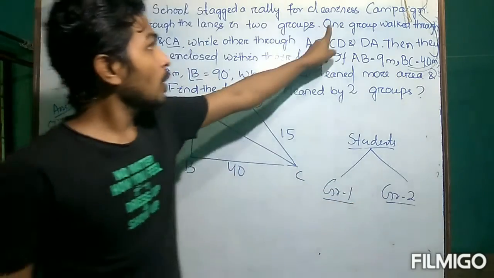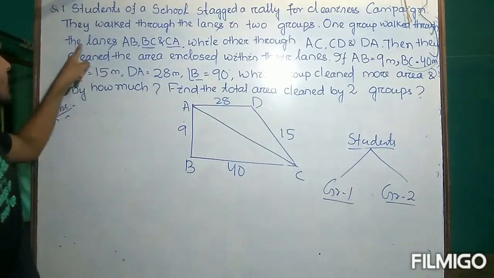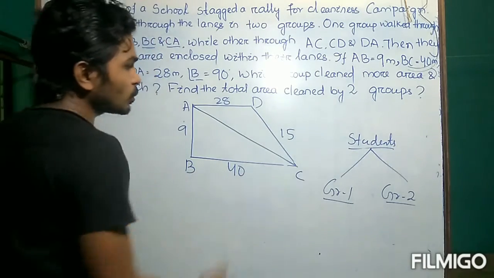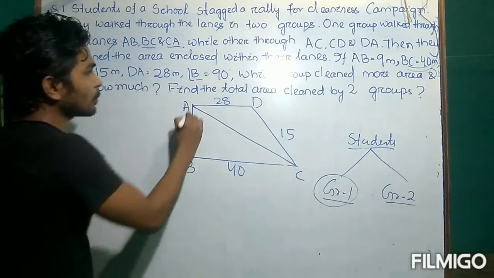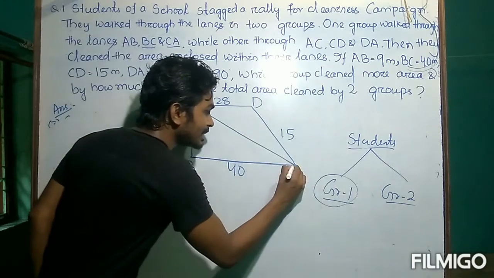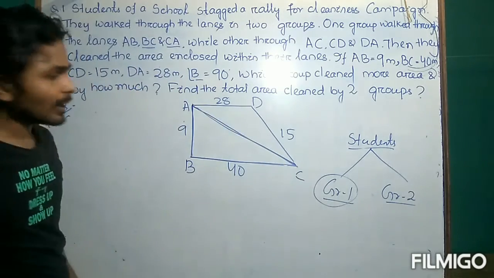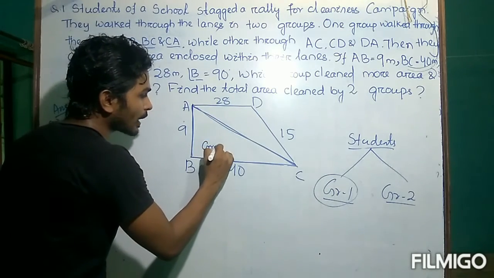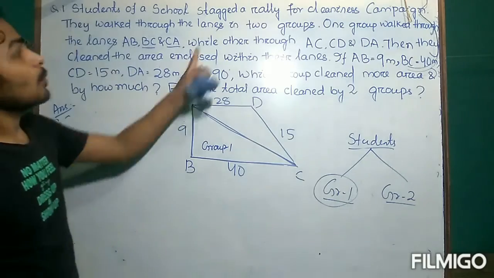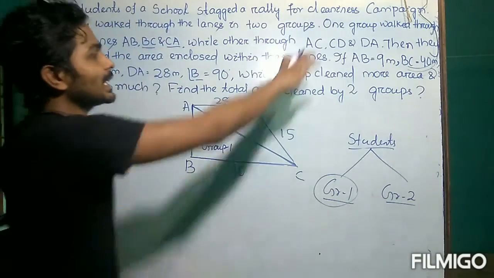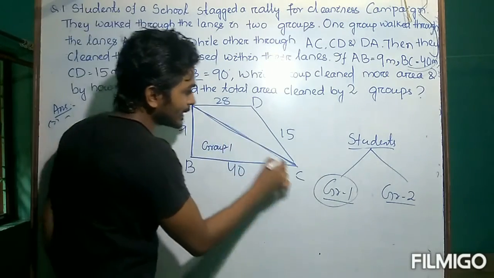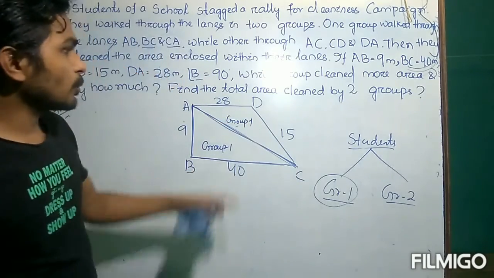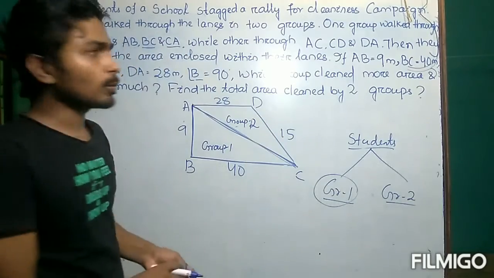Out of these 2 groups, group 1 will walk through the lanes AB, BC and CA. So group 1 will move through AB, then BC, then CA. And group 2 will move through AC, CD and DA. These are the paths in which group 1 and group 2 will move.